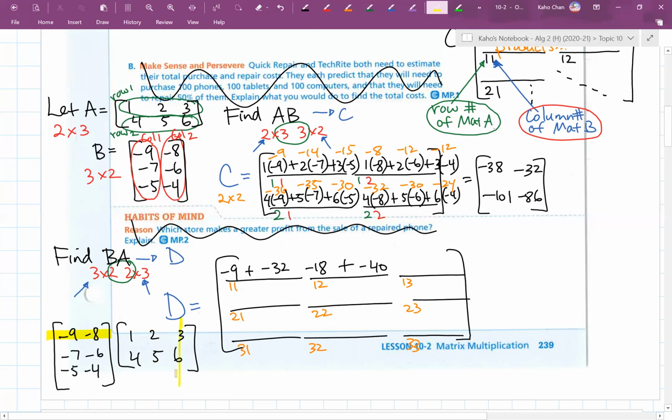1, 3. Negative 9 times 3 plus negative 8 times 6. It's a lot faster. You don't have to write out everything. Just do the product in your head. It's so much easier. Next row.